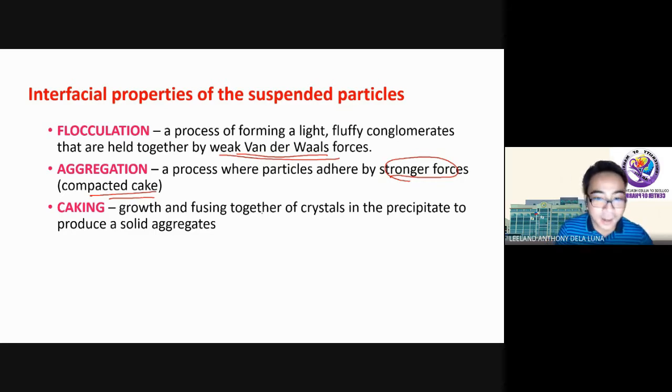Class, there's a growth and fusing together of, take note of this, hindi lang sila aggregates na, they start to form crystals. And as you all know class, crystals are very strongly bonded to each other. Malakas ang bonds nila. So hindi siya ganun kadaling basagin. It starts to form crystals in the precipitate to produce solid aggregates. Solid na yan. Class, kaya normally, pag aggregation kasi pwede pa natin gawan ng paraan yan eh.